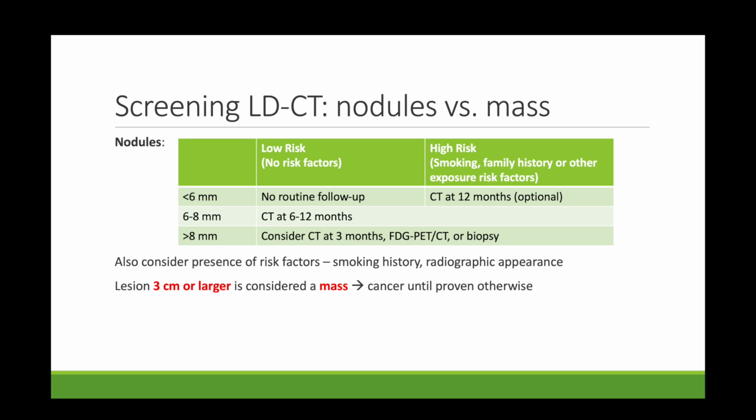In terms of how we follow findings that we see on a screening low-dose CT scan, it's really going to depend on what the lesion looks like, how large it measures, and also the patient's risk factors as well, such as their personal history of smoking, other exposures, as well as their family history. So we really take all of these into account in order to make recommendations on what to do with different nodules that we see. So nodules that are less than 6 millimeters, or nodules that are even 6 to 8 millimeters in size, it's often very much a case-by-case decision.